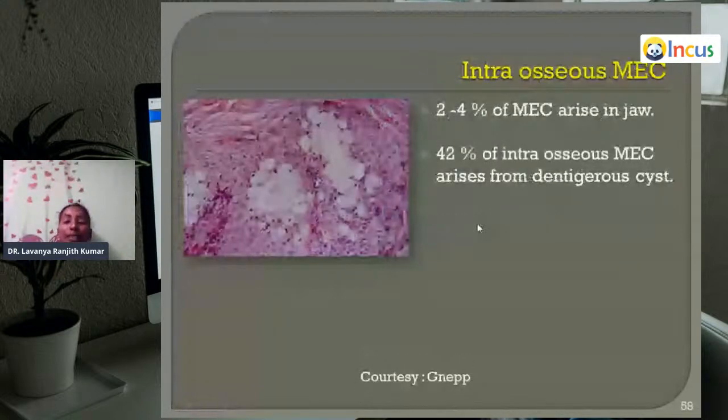Intraosseous MEC, if it develops, is also one of the complications. 2 to 4% of mucoepidermoid carcinomas arise in the jaw, and 42% of these intraosseous mucoepidermoid carcinomas arise from dentigerous cysts. See, we can see the mucus cells, and these are epidermoid cells.